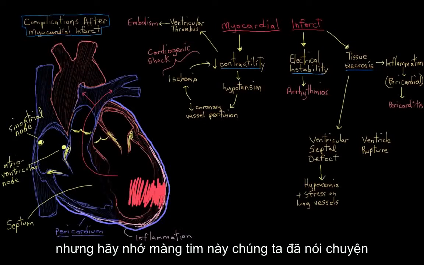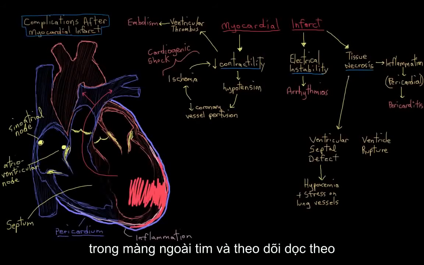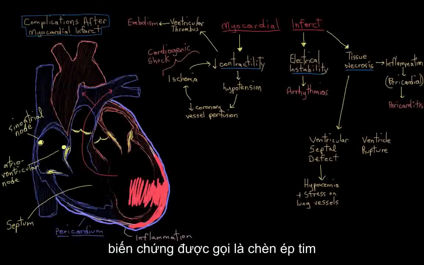But remember this pericardium we talked about, this really tough fibrous sac that encases the heart? The blood would then just get trapped inside the pericardium. And it would start to build up in the pericardium and track along the outer heart muscle and the inside of the pericardium. So that obviously would put a stress on the heart and prevent it from beating as well. And you'd end up with a complication called cardiac tamponade.